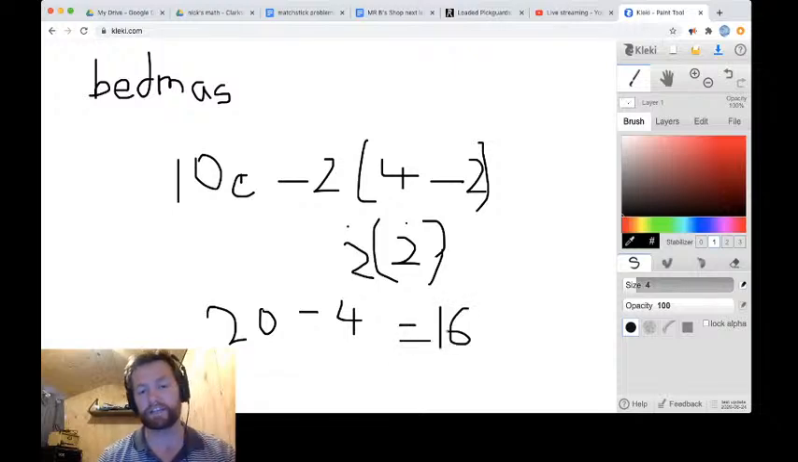So the key learning is do your brackets first. Then if there's a number directly next to it, that's a multiplication. So then you would multiply it before you subtract it from the initial number. So you wouldn't subtract 2 from 20, which is 10C. You would multiply this by the 2, by 2, which is 4, and then subtract it from the 20, or the 10C, whatever.